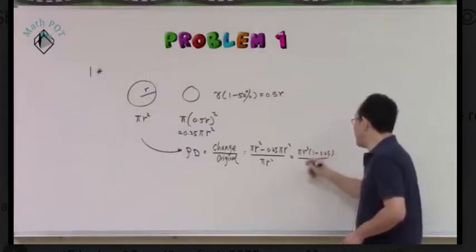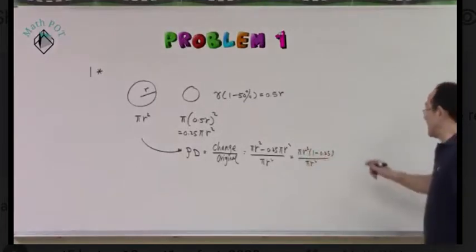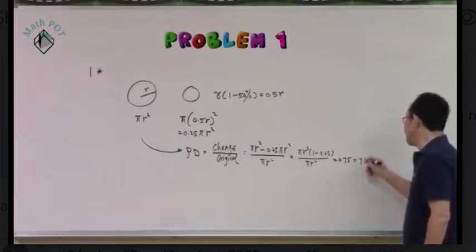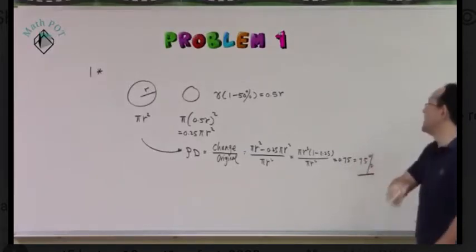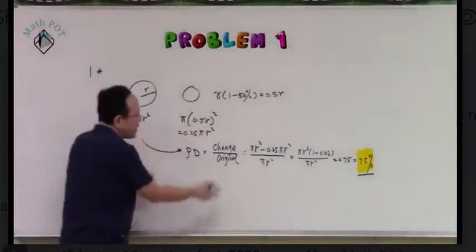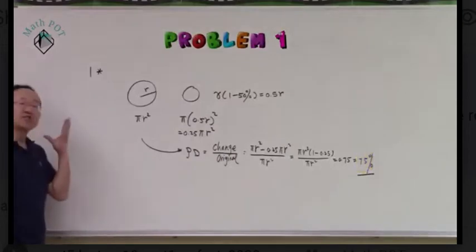And then divided by pi R squared. We do notice pi R squared cancels. That gives us 0.75. Change to a percentage, and it's 75%. That is the answer for this one. Again, you may already notice the pi R squared eventually cancels out. That's why you can pretend some numbers.